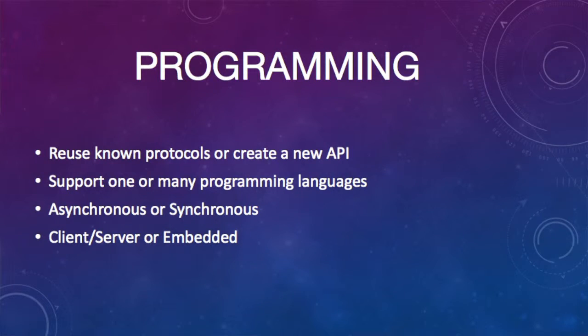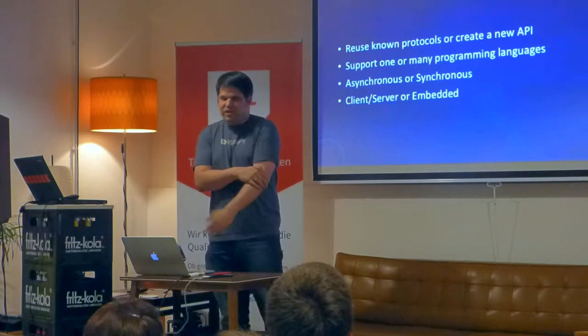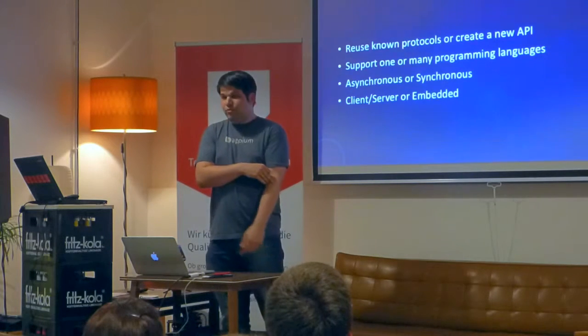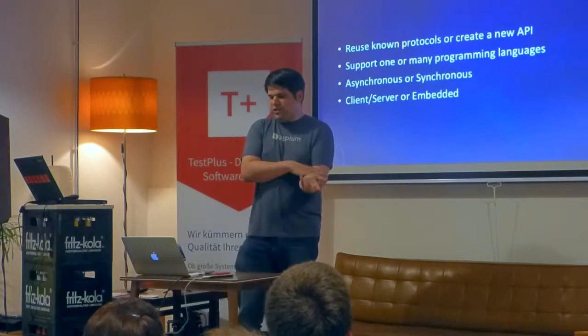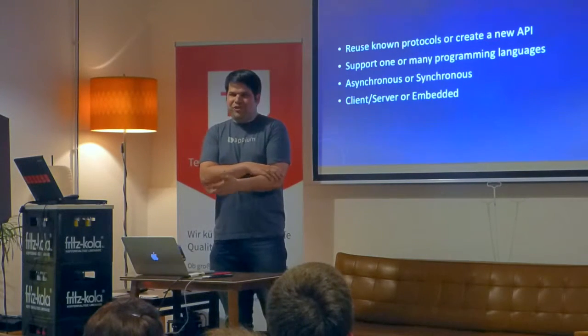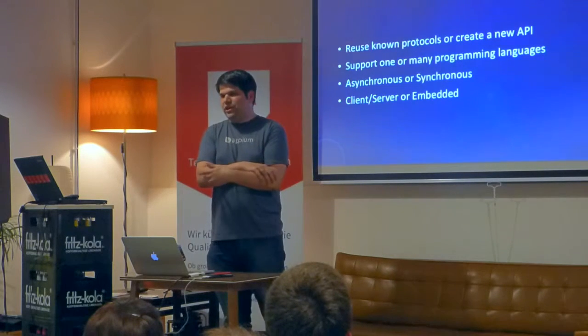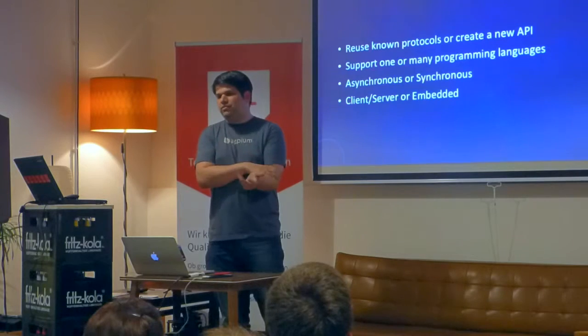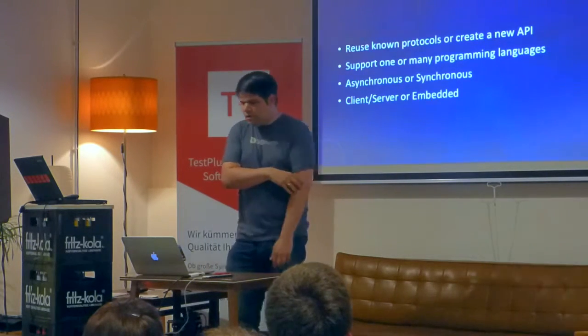And I guess lastly, about the programming aspect of it. So people are going to have to use your API, right? So these are sort of things you think about. Do you want to reuse some known protocol or create a new API, right? So in the case of Appium, we reused the Selenium protocol, which is something people already knew. Because we did that, we got a lot of stuff for free, but I'll go into that in a second. You can also say, are you going to support one language or many languages? When we chose Selenium, we got every language Selenium had bindings for free, which is about a dozen of them.